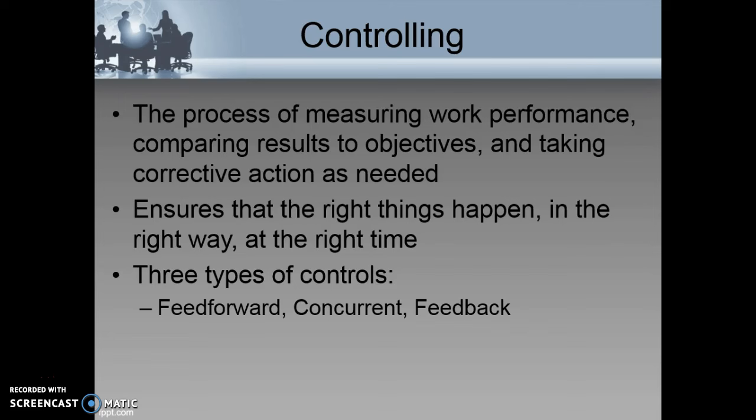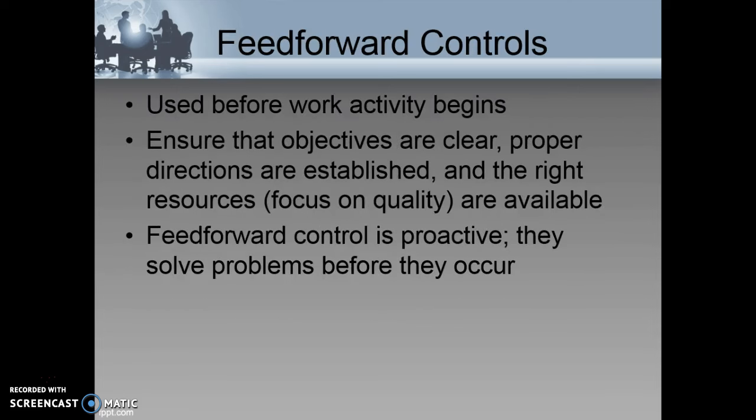The controlling process essentially assures that the right things are happening in the right way at the right time. Effective control is essential to organizational learning, which in turn leads to sustained success for that organization. And there are three types of control processes we can have. There's feed-forward control, concurrent control, and feedback control.